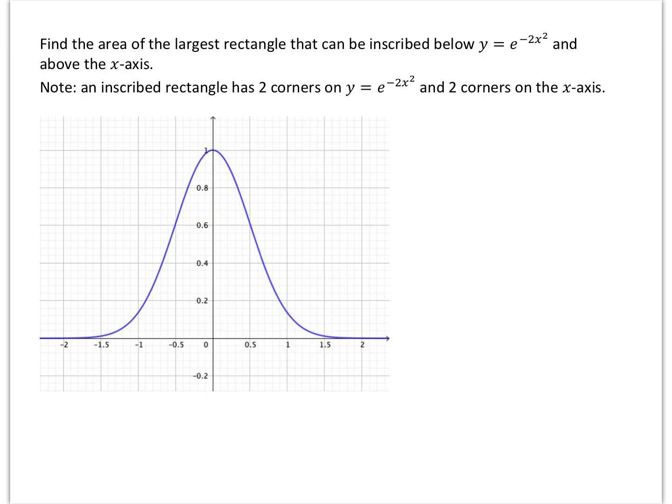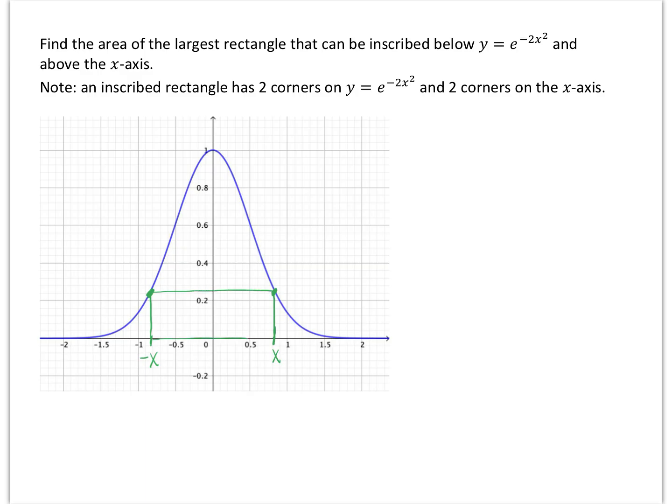Okay, next example. Find the area of the largest rectangle that can be inscribed below the curve y equals e to the negative 2x squared, but above the x-axis. So note an inscribed rectangle means it has 2 corners on the curve and 2 corners on the x-axis. So I'm just going to draw a random rectangle. Maybe I'll go here and here as my 2 x values on the x-axis, the 2 corners on the x-axis. We're going to go up to the curve and inscribe a rectangle.